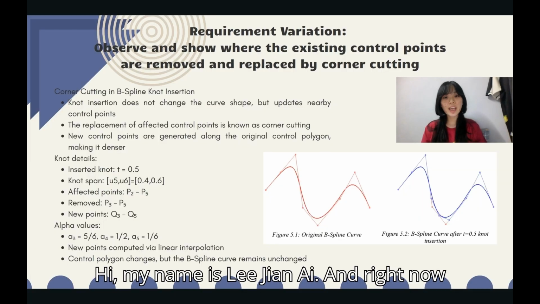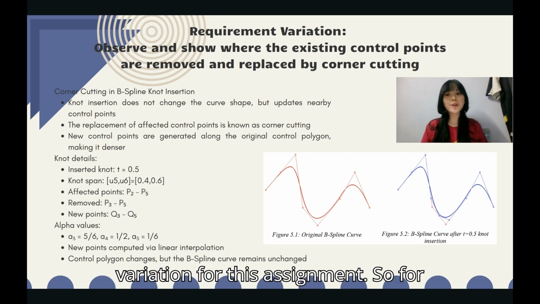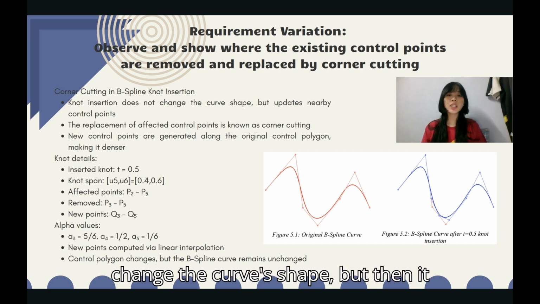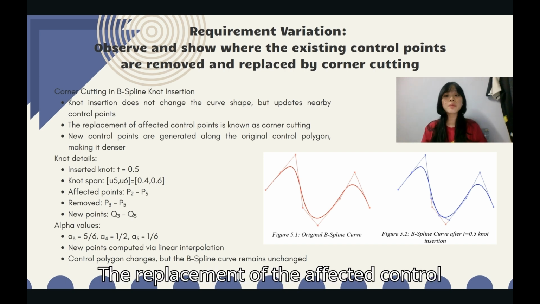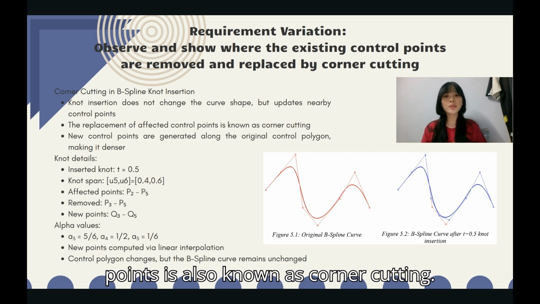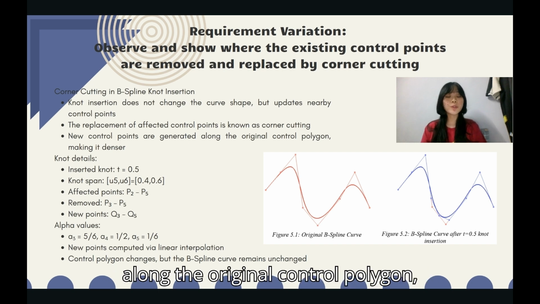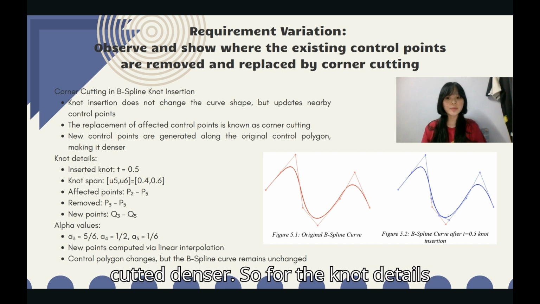Hi, my name is Lijian Ai, and right now we'll move on to the requirement variation for this assignment. So for corner cutting in B-spline knot insertion, the knot insertion does not change the curve shape, but it will update the nearby control points. The replacement of the affected control points is also known as corner cutting. The new control points are generated along the original control polygon, making the original place that is corner cut denser.